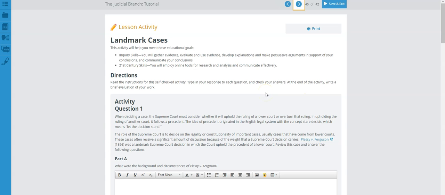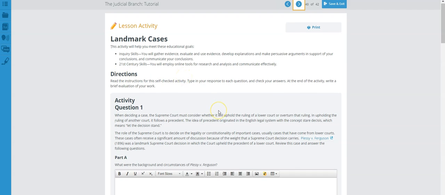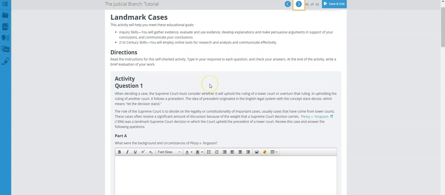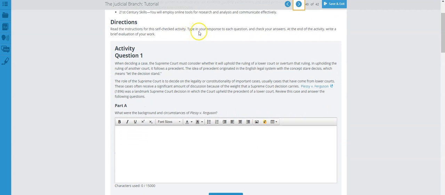We are now on page 40 of the judicial branch tutorial, and this is the lesson activity, landmark cases. Let's go over the directions so you'll know what to do. Read the instructions for this self-check activity, type in your response to each question, and check your answers.